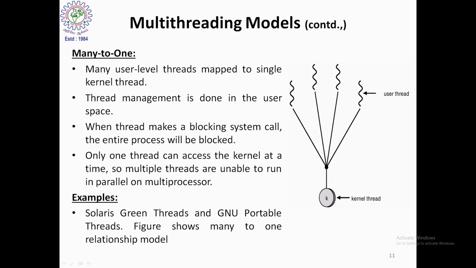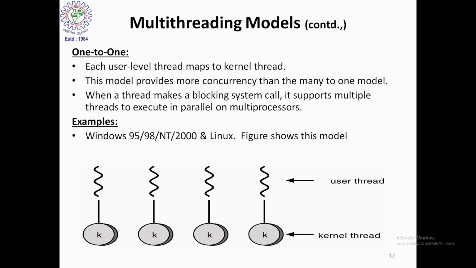So in order to overcome this disadvantage, we move to the next model, which is the one-to-one model. In the one-to-one model, each user level thread is connected to a kernel level thread. So it provides more concurrency than the many-to-one model by allowing the other threads also to run. If one thread executes a blocking system call, as we have seen in the last case, that blocking will happen only for this kernel, and it won't affect the rest of the other kernels. So this is one of the main advantages here.